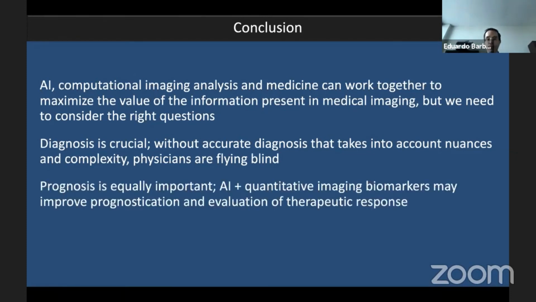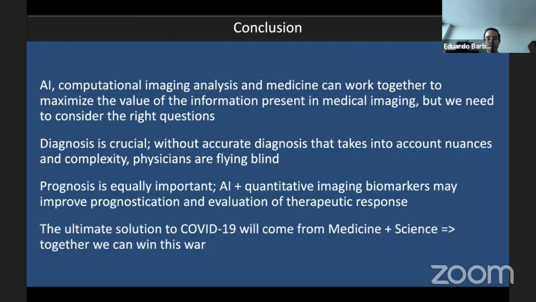Prognosis is equally important because, as we said, we have to be able to allocate resources in a wise, effective fashion. And also preemptively, trying to be more aggressive in patients that we know are more likely to deteriorate based on the results of those predictive models that we can build once we have those ideas and those tools. And AI and quantitative imaging biomarkers may really improve prognostication and evaluation of therapeutic response.